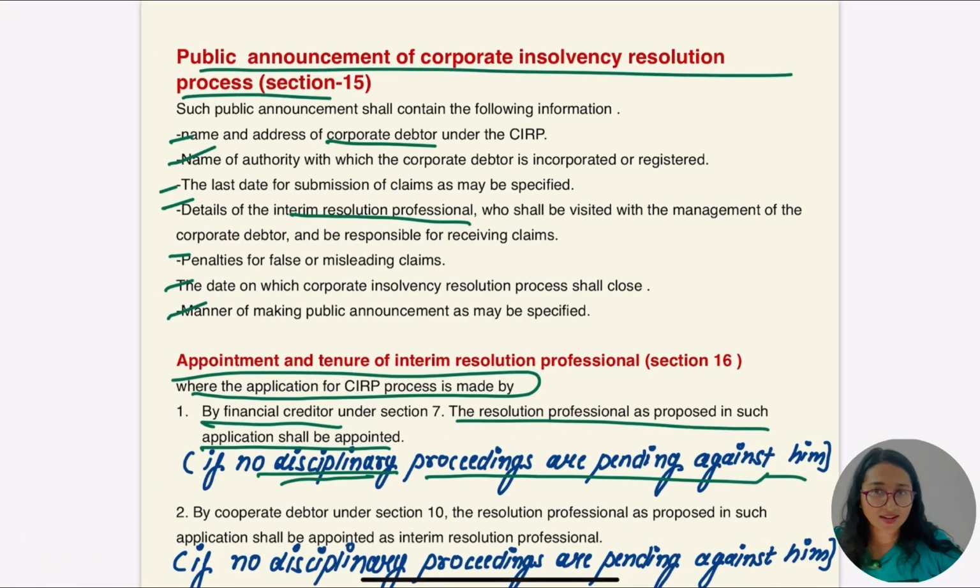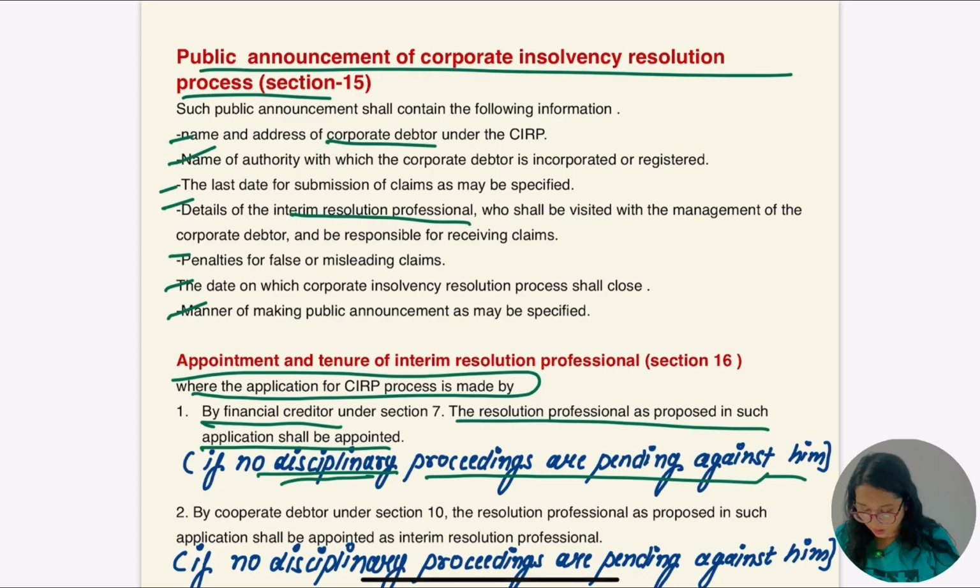Number one, the financial creditor. For the operational creditor there were two things. What if they have not given the name of the proposed interim resolution professional? In that case, the AA is going to refer to whom? The Board. The Board has to give the name within 10 days from the reference given by the AA. And what if they have given the name of that person? In that case, if there is no pending proceeding against that person, that person is going to be the IRP.